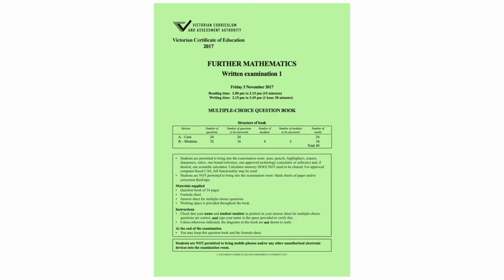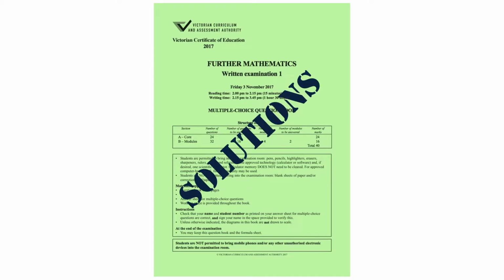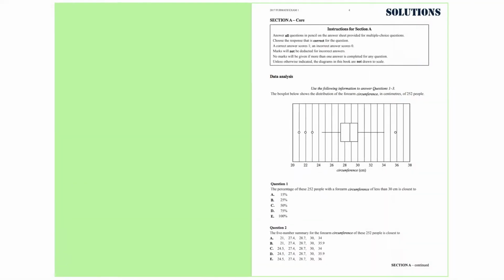Here are the solutions to the VCAA 2017 Further Mathematics Written Examination 1. We are going to start with Section A, Core Data Analysis. Use the following information to answer questions 1 to 3.